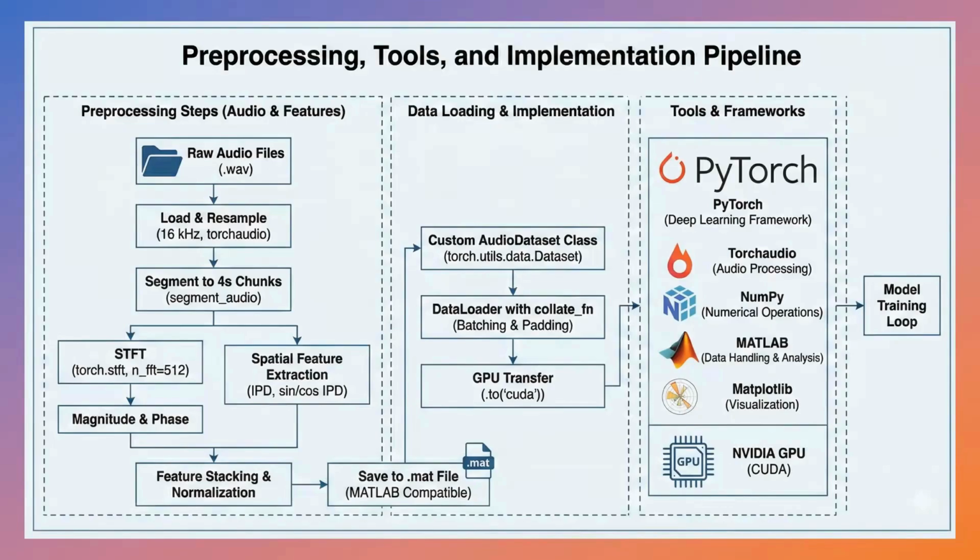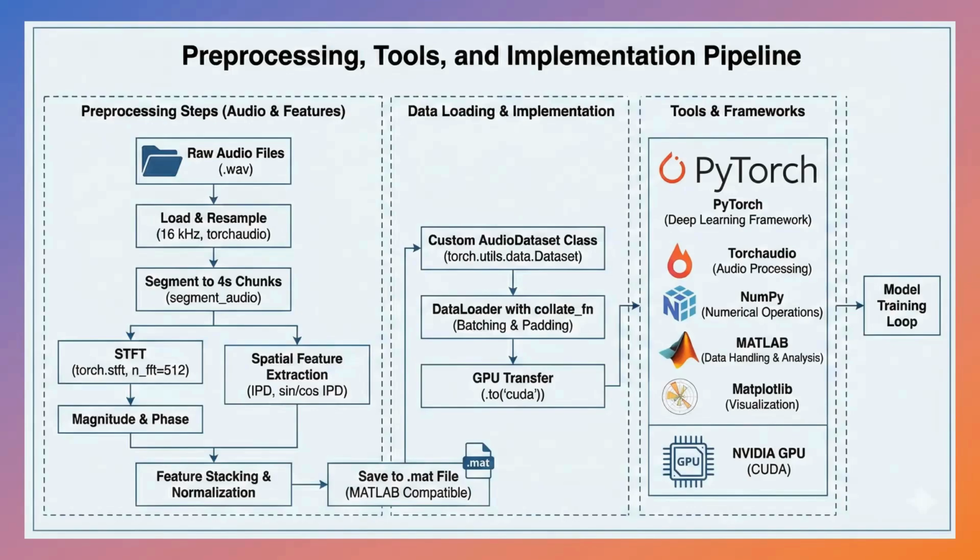Moving on to our implementation, we designed our pipeline for low latency execution suitable for mobile devices. We do not just feed the model raw audio; we explicitly calculate spatial features to guide the learning process. For the anechoic task, we use the sine and cosine of the interchannel phase difference, or IPD. For the reverberant task, we add the ILD to the input tensor, creating a 5-channel input.